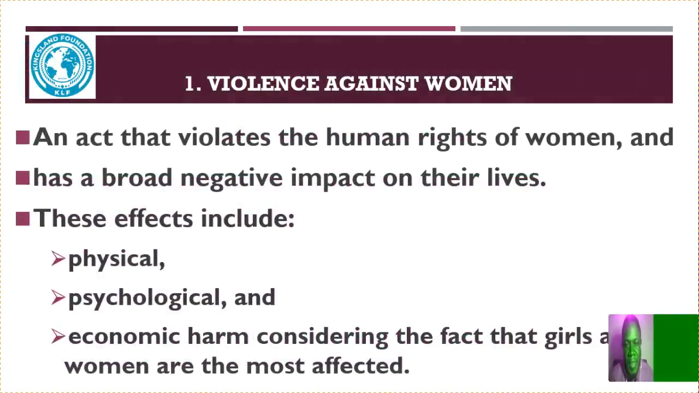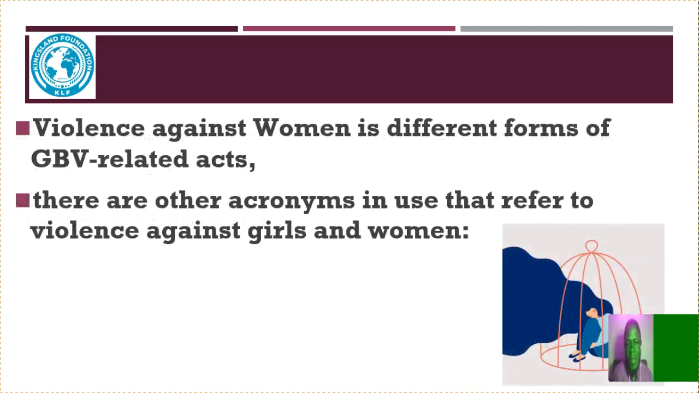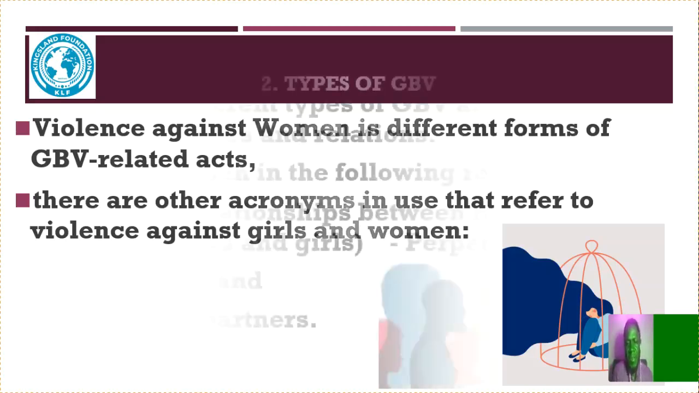What is gender-based violence? It refers to violence against women, or it could be men actually, but most times it is discussed as violence against women because it involves women. It is an act that violates the human rights of women. It has a negative impact on their lives, and the effects include physical, psychological, and economic harm, considering the fact that girls and women are the most affected by this. Now, violence against women is a form of gender-based violence. Actually, there are other acronyms used to refer to this.